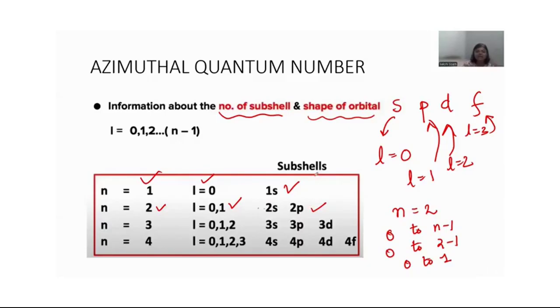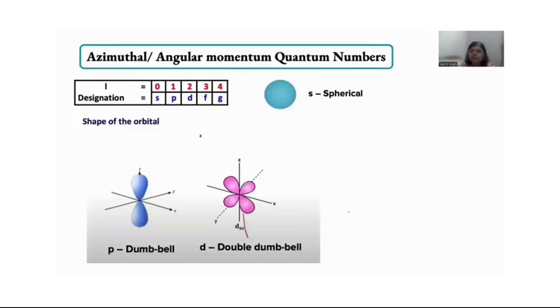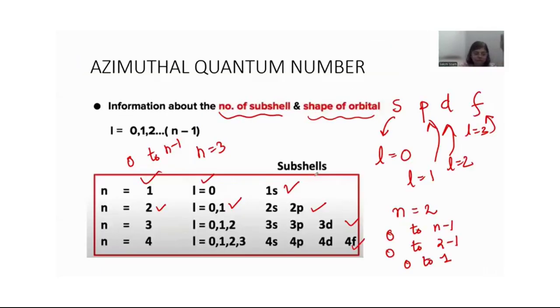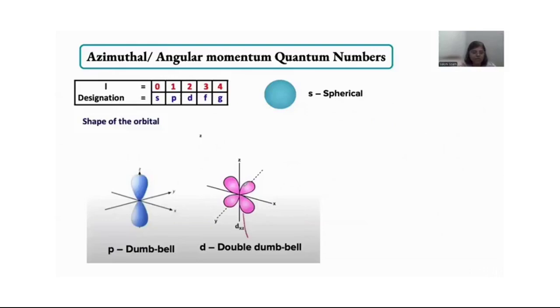Next, if I have n equal to 3, my range will be from 0 to n minus 1. 3 minus 1 is 2, so I have 0, 1, 2. The rest, I think you can calculate yourself. The azimuthal quantum number is also known as the angular quantum number. As I already told you, l equal to 0 is s, 1 is p, 2 is d, 3 is f.